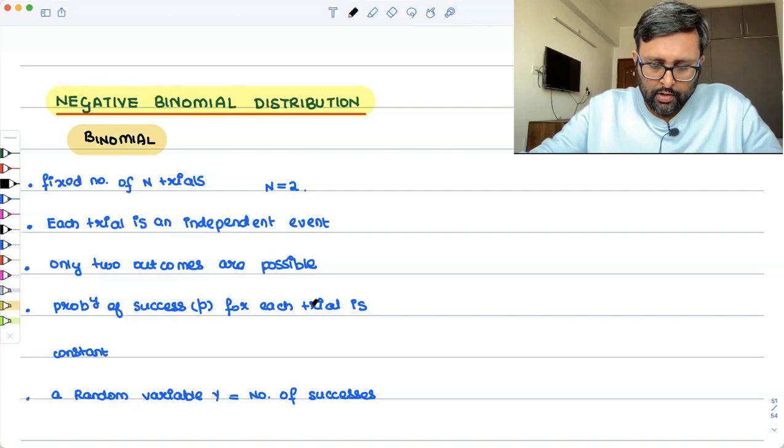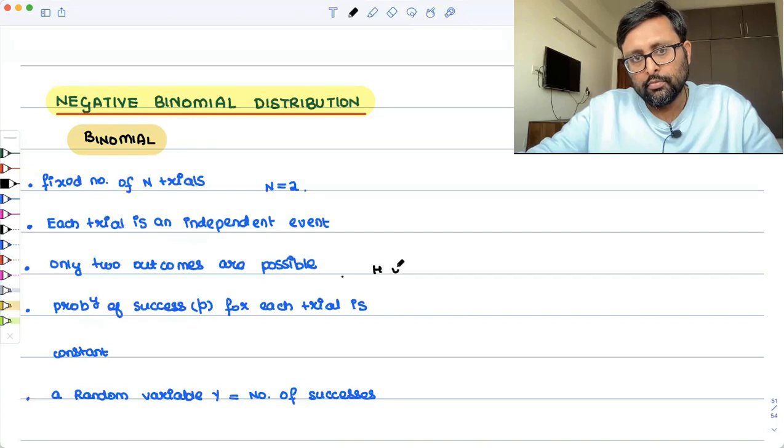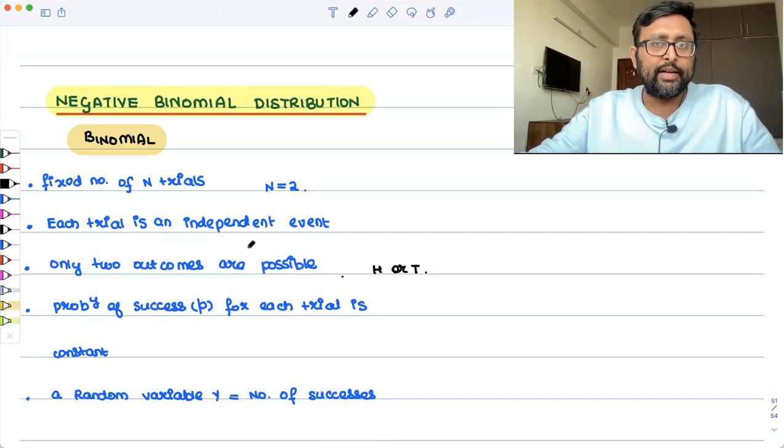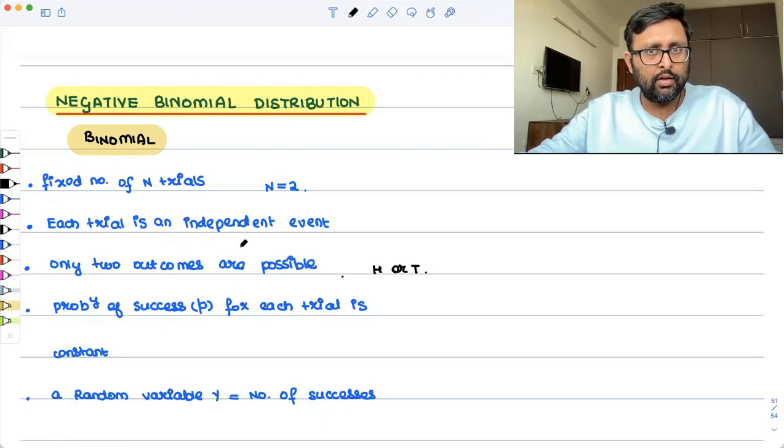Right? Each trial can result in only 2 possible outcomes: head or tail. Each trial is an independent event. So if you're getting head on the first trial, the outcome of the second trial is independent of whether you've got head or tail in the first trial. So that is true. Your question was, you flip a coin 2 times and how many times head is going to appear.